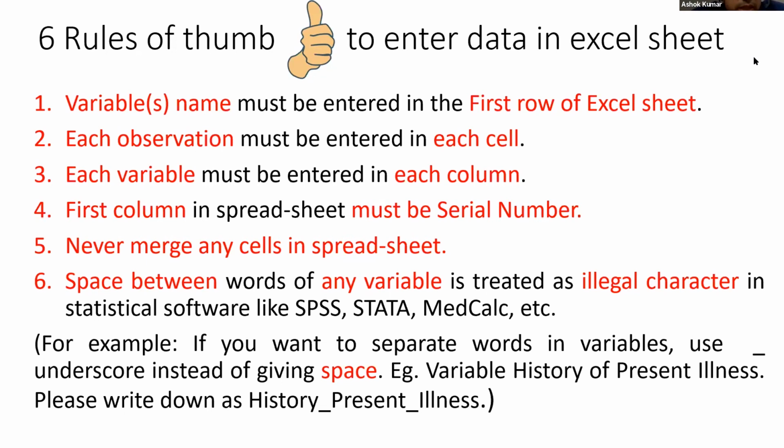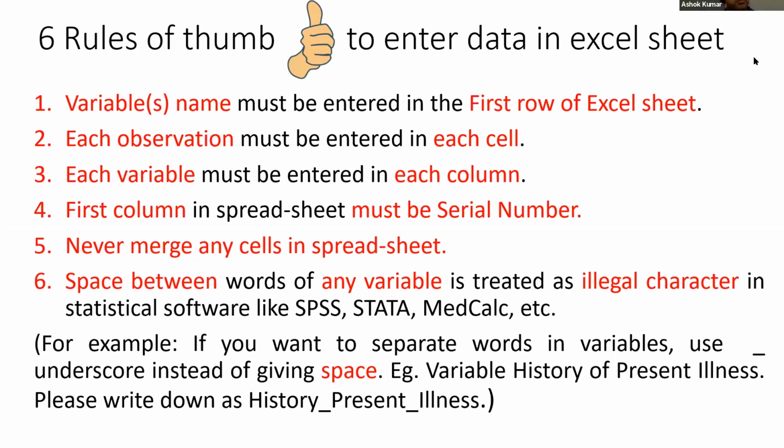Number 3, the first column in the spreadsheet must be the serial number. So the first column is equal to serial number. Remember, the first column is always the serial number. You have to give serial numbers, and never merge any cell in the spreadsheet.